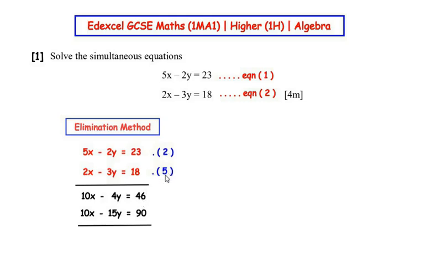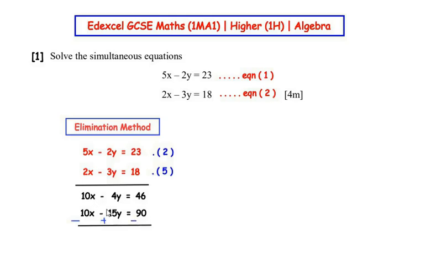Now let us multiply 5 with all the terms of the second equation. So 5 times 2x gives us 10x. 5 times negative 3y gives us negative 15y is equal to 5 times 18 gives us 90. Now once we have got this, let us change all the signs of the second equation we have got over here. So positive 10x becomes negative 10x, negative 15y becomes positive 15y, and positive 90 becomes negative 90.